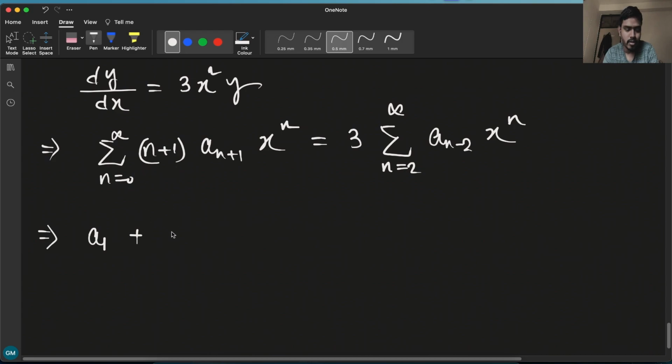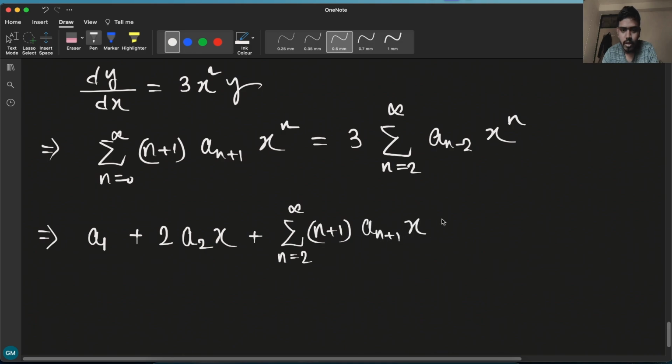So if I put n equals 1, then it's 2 times a2 times x. And for the other term I will write the summation n equals 2 to infinity of (n plus 1) a(n plus 1) x to the power n equals 3 times the sum over n equals 2 to infinity of a(n minus 2) x to the power n.